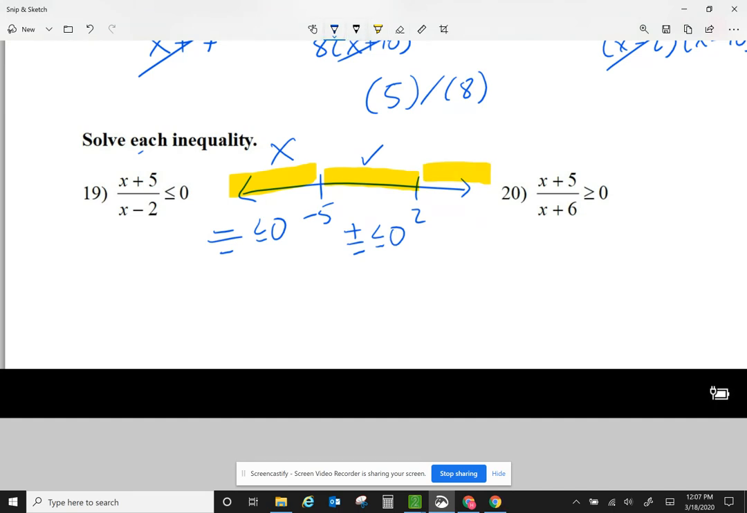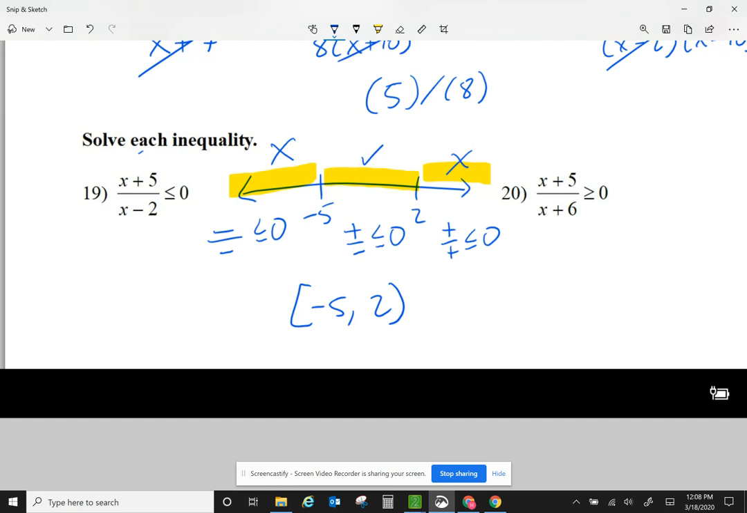Let me think of a number bigger than 2. I'm thinking of 3. 3 plus 5 is positive. 3 minus 2 is positive. Positive divided by positive is less than or equal to 0? Nope. So my section that works is negative 5, positive 2.